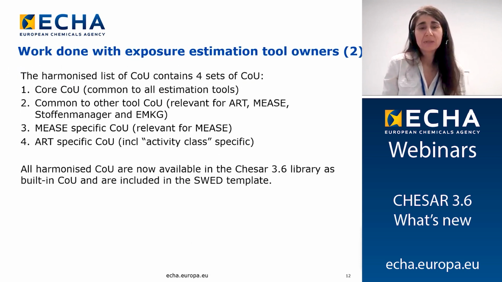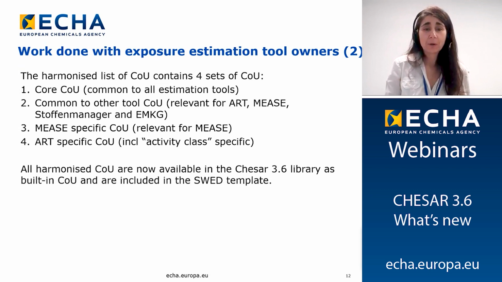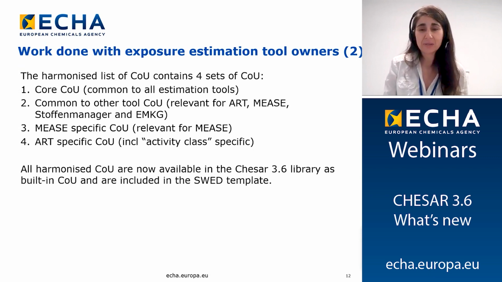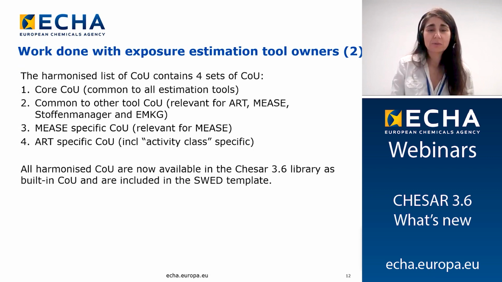So as a result of the work done with the exposure tool owners, we have the list of harmonized conditions of use, which contains 4 sets of conditions of use: the core conditions of use, the common-to-other-tools conditions of use, the MEASE specific conditions of use, and the ART specific conditions of use. All those harmonized conditions of use, part of those 4 sets, are now available in the Chesar 3.6 library as built-in conditions of use and are now included in the SWED template as well.